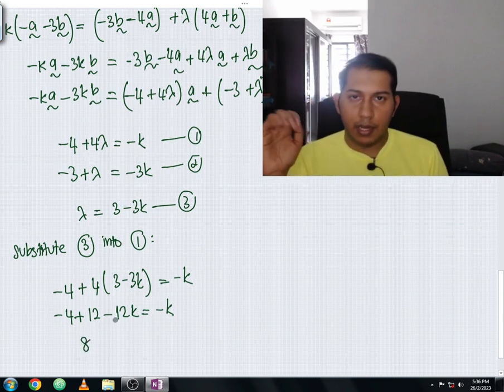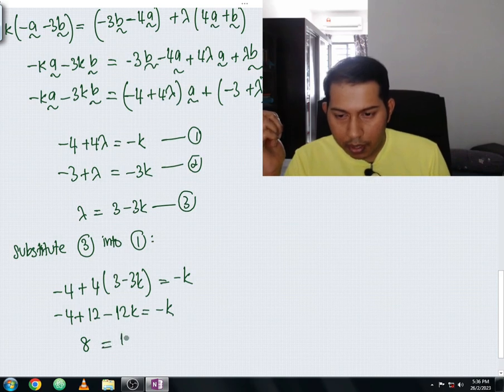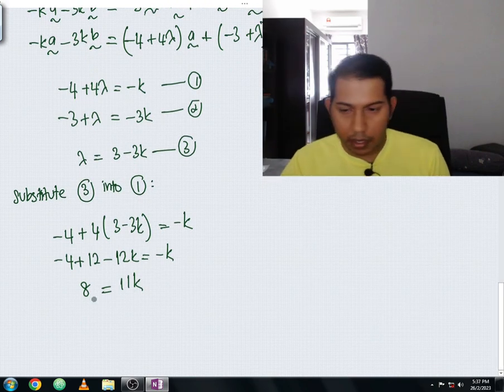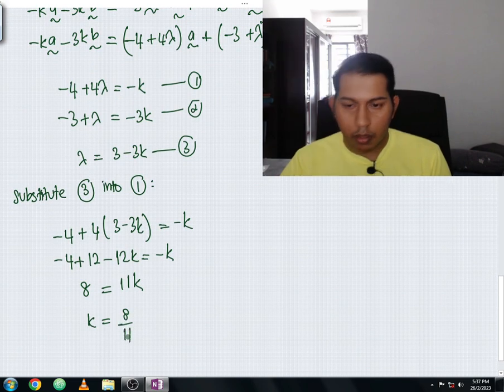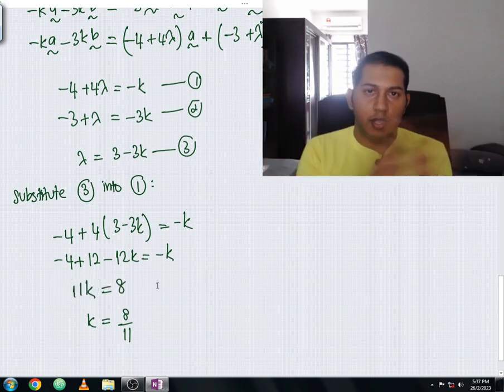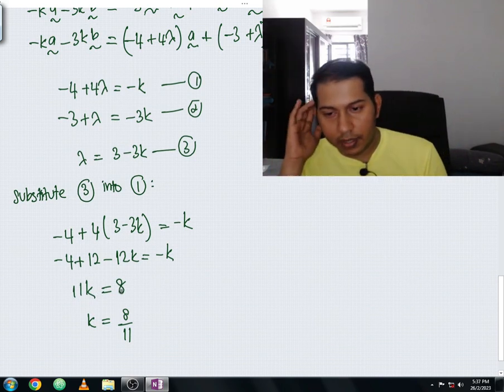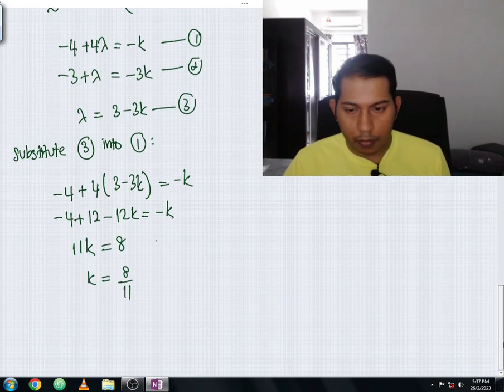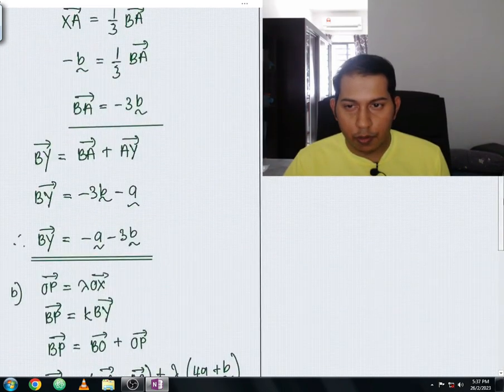This 12k from the left hand side, move it over to the right hand side, so you'll get 11k. So 8 is equal to 11k. So from here, technically your k will be equal to 8 over 11, or you can write it like this also. You write and then you swap the sides. So 11k is equal to 8, so k will be equal to 8 over 11. Once you get the k value, what you can do now is very straightforward.